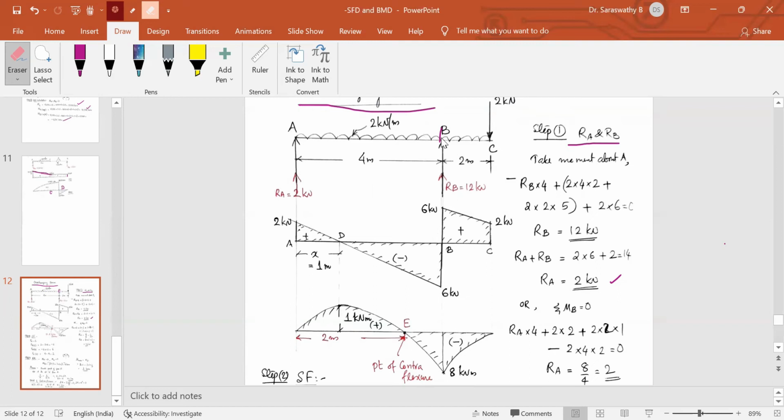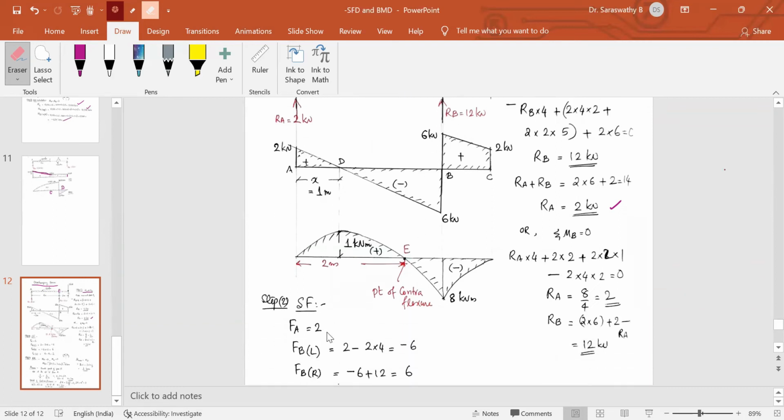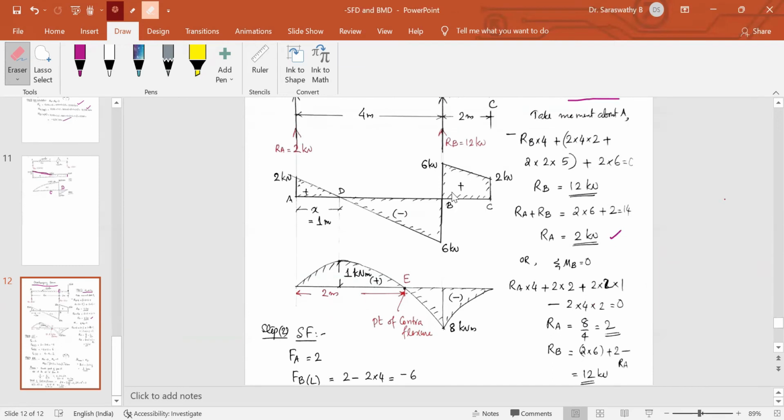Then at the point B, just to the right of it, this minus 6 plus 12. So FA is equal to 2. FB left is equal to 2 minus 8, minus 6. FB right is equal to minus 6 plus this 12, plus 6. So at this point, you mark plus 6.